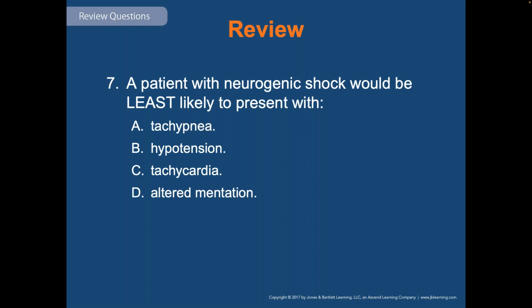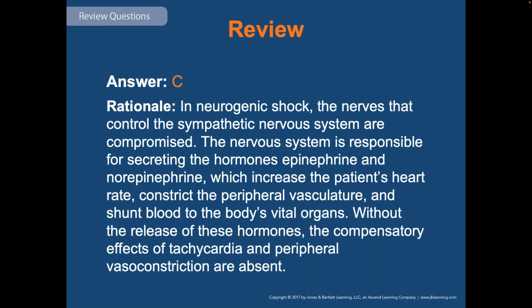Number 7, a patient with neurogenic shock would be least likely to present with... This is a tough one. So the correct answer is C. In neurogenic shock, the nerves that control the nervous system are compromised. Therefore, the nervous system is responsible for secreting the hormones epinephrine and norepinephrine, which increase a patient's heart rate.